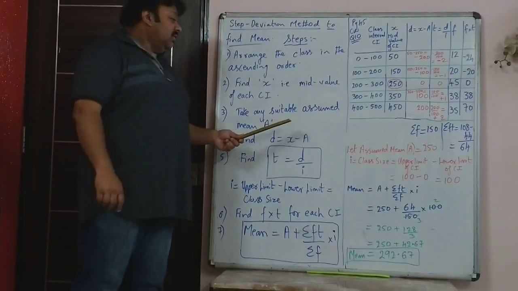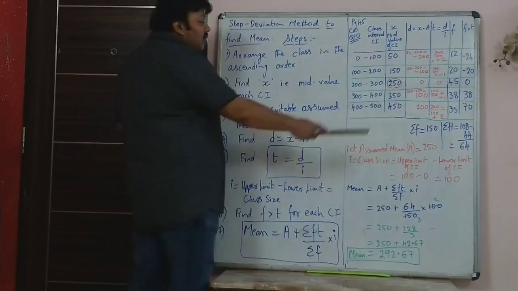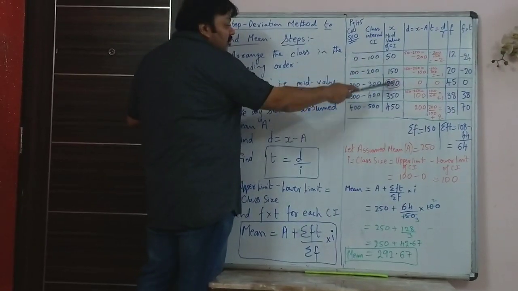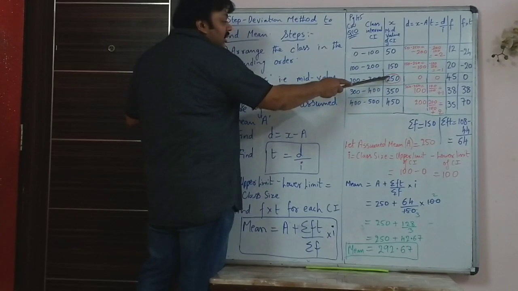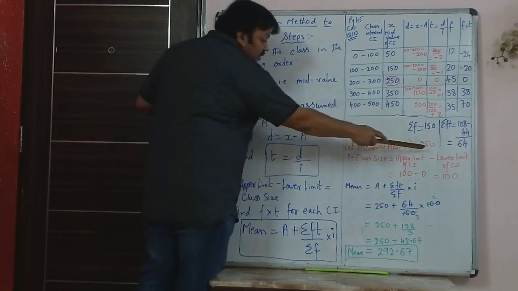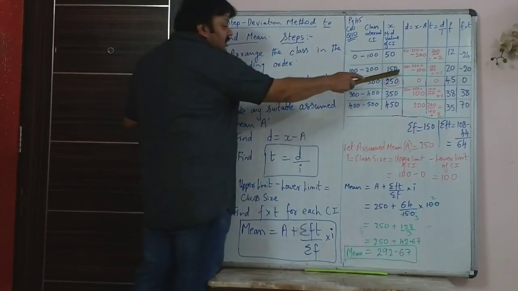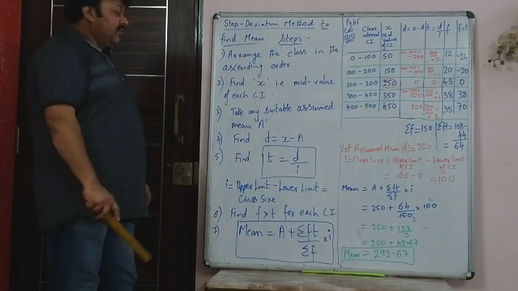After that, take any suitable assumed mean. I told you how to take the assumed mean. It should be in the center. So 5 data is there, so this third data, that value of x, that is 250, is taken and written as the assumed mean. We circle it here and we write separately that assumed mean is 250.